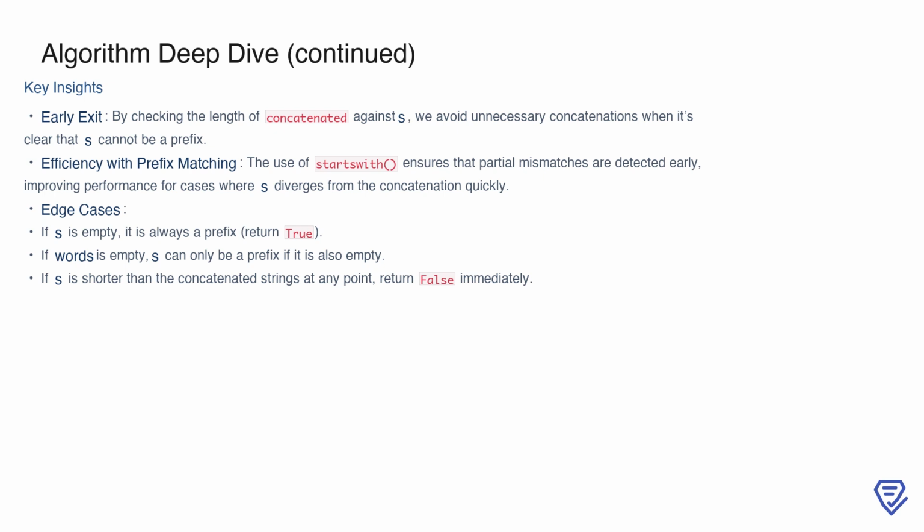There are also important edge cases to consider. For example, if S is empty, it will always be a prefix, so we return true. If the array words is empty, S can only be a prefix if it is also empty. Finally, if the concatenated string exceeds the length of S at any point, we immediately return false, as this guarantees that S cannot be a prefix.